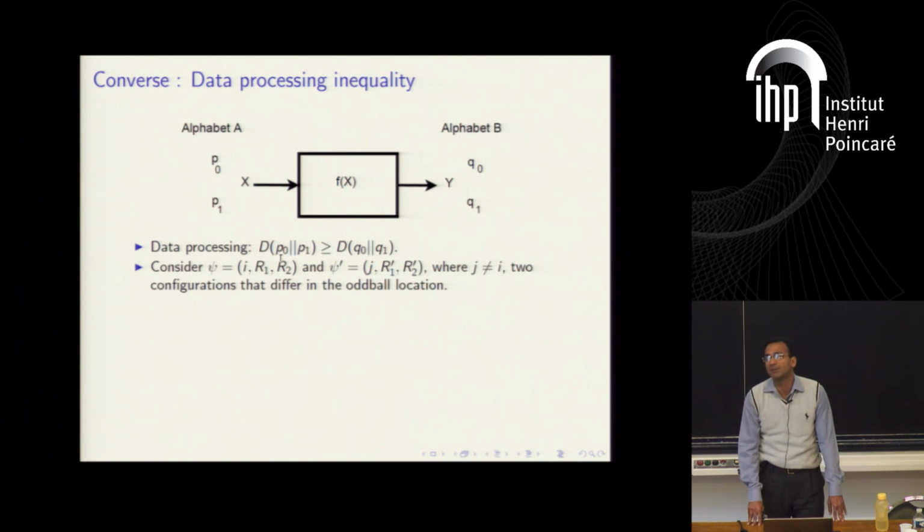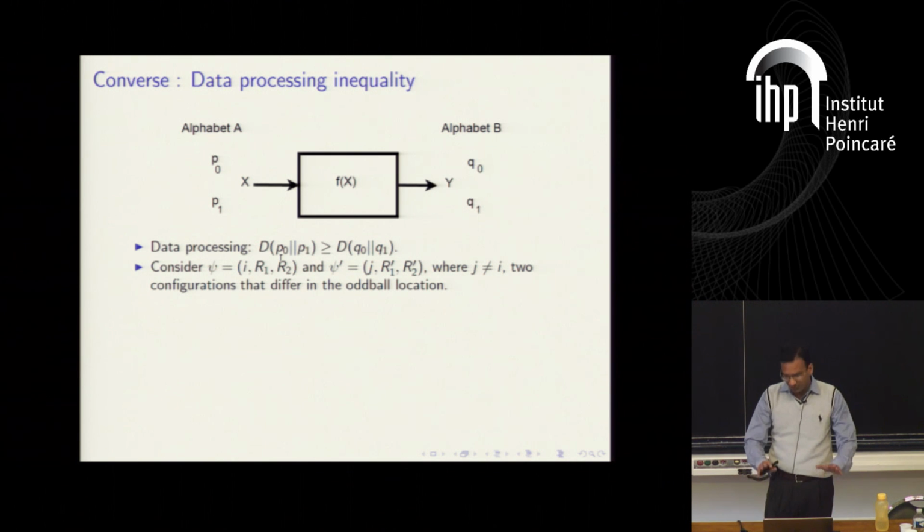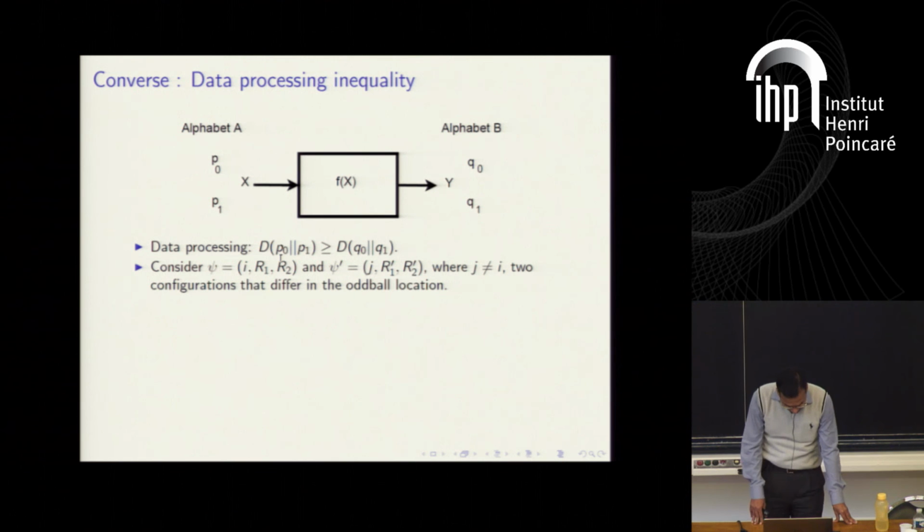Okay, so how do you apply this particular inequality? This is going to be the central idea to get the lower bound. So let's say that we have two configurations, I, R1, R2.